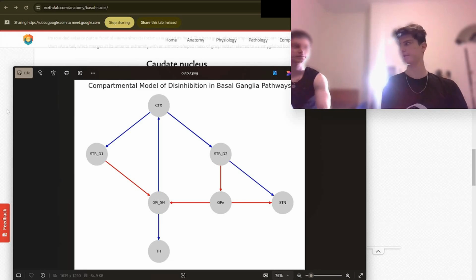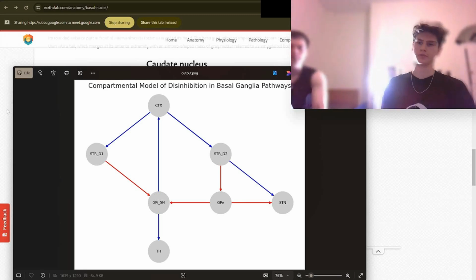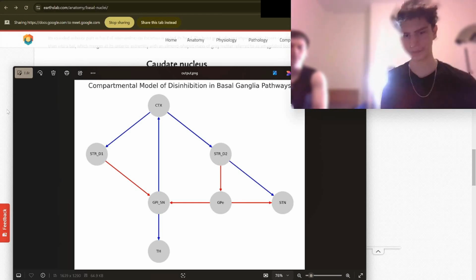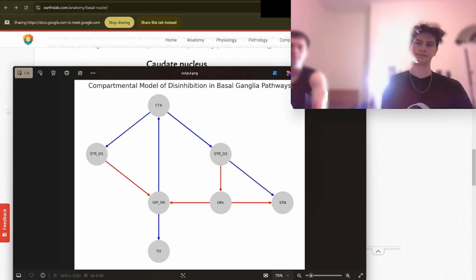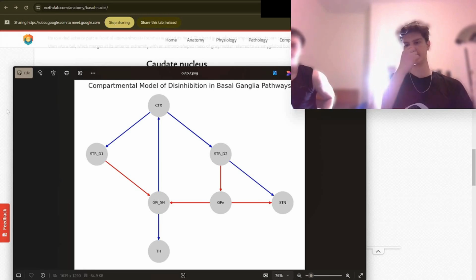Can I just add to that? Onto the disinhibition. This is a compartmental model used in system dynamics. And it's essentially showing this concept of disinhibition, where if you have an inhibitory neurotransmitter like GABA, which decreases action potentials, if you inhibit the inhibitory effect, you're essentially just allowing more excitation, so more action potentials to flow.